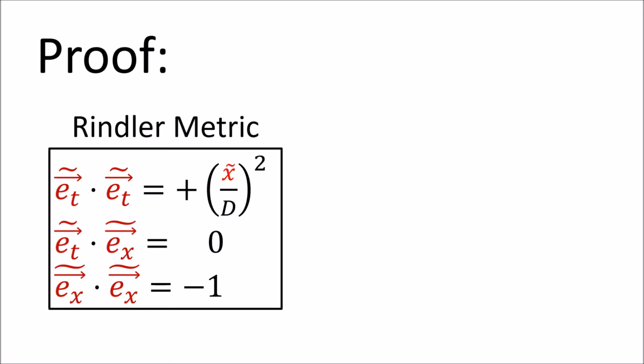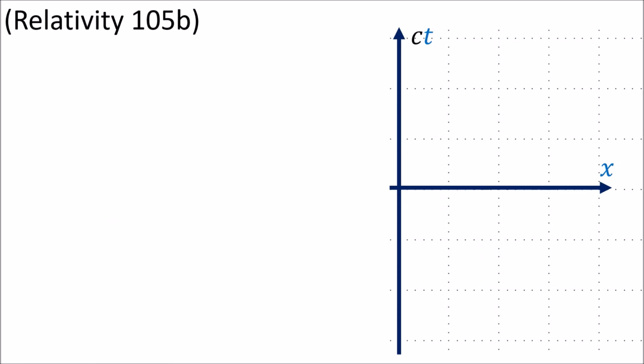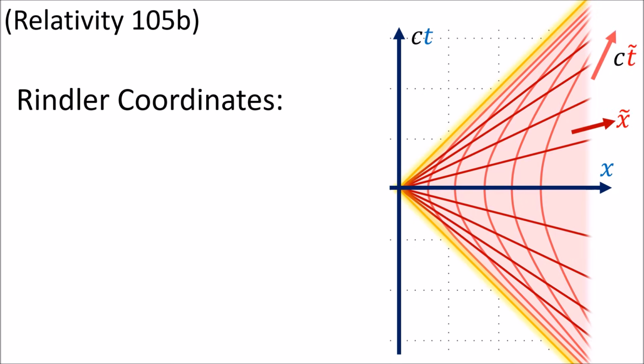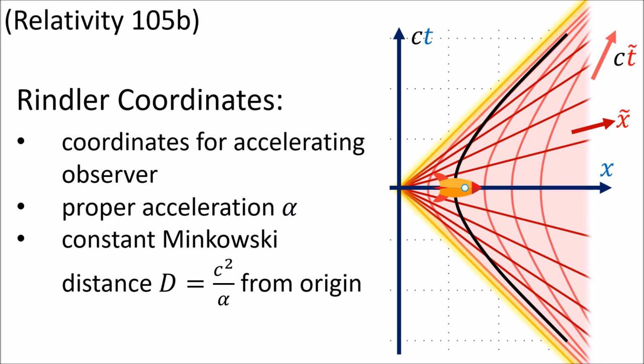The last thing we'll do in this video is prove that the Rindler metric describes flat spacetime. Recall from Relativity 105 Part B, the Rindler coordinates ct tilde and x tilde are a spacetime coordinate system for an accelerating observer with constant proper acceleration alpha. This observer travels along a hyperbola that's a constant proper distance of capital D equals c squared over alpha from the origin.